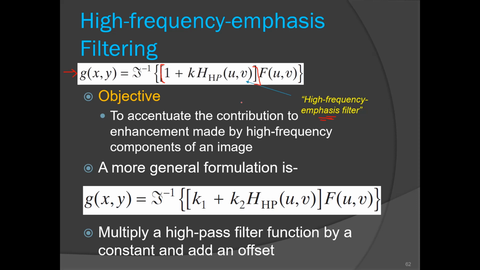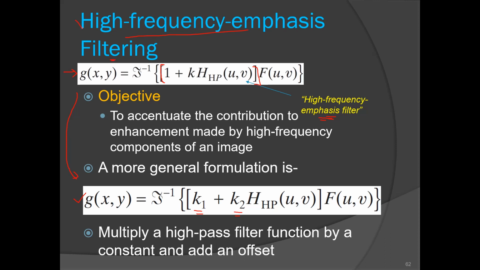Now we can generalize that equation to create this equation. We have replaced 1 by k1 and k by k2. We can change these values to gain more control on the processing. Here k1 and k2 can be fractional values, can be float values. So this is the more generalized version, and this is known as the high frequency emphasis filter.